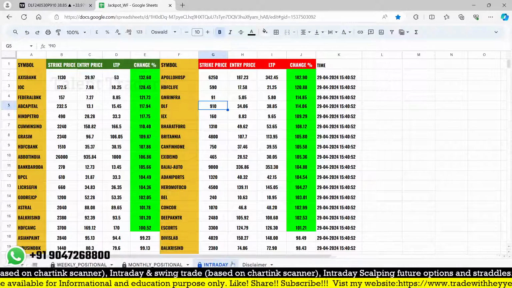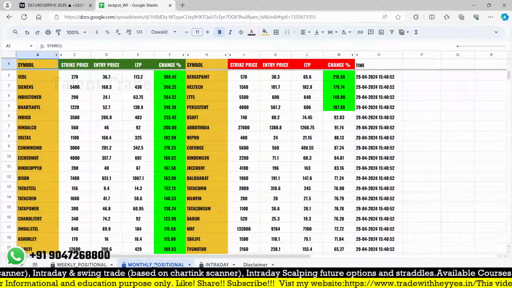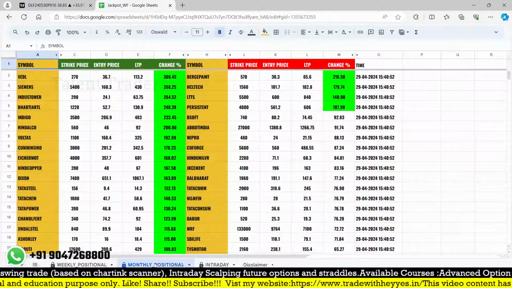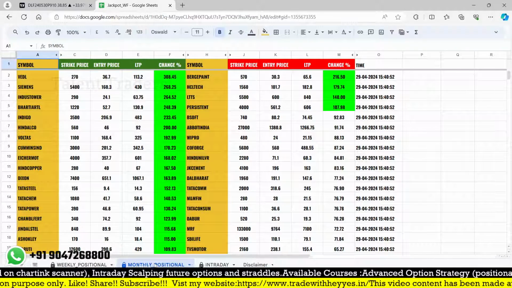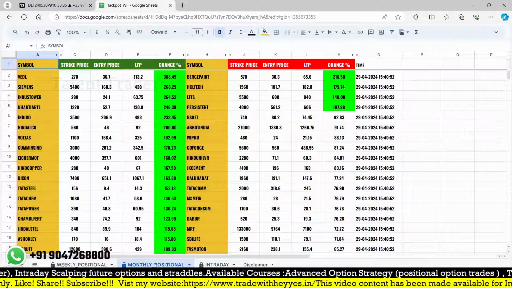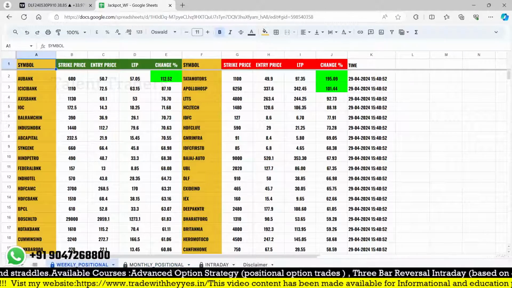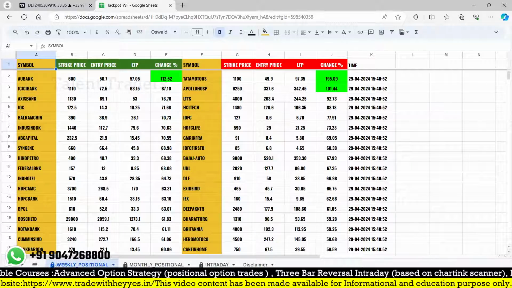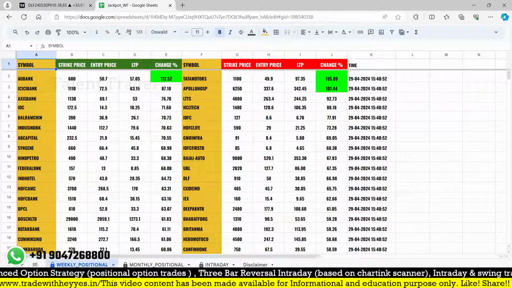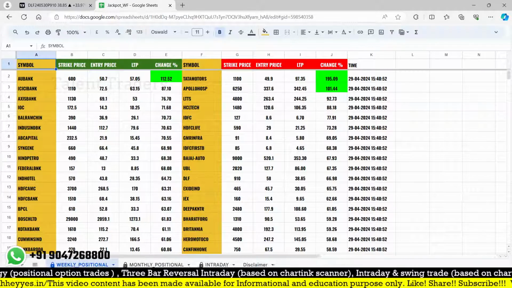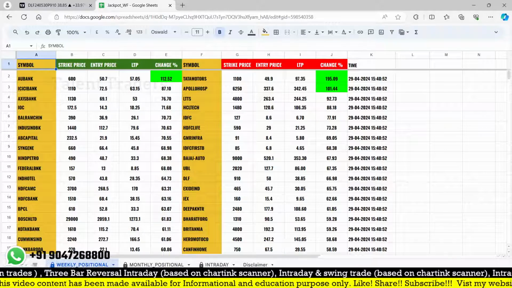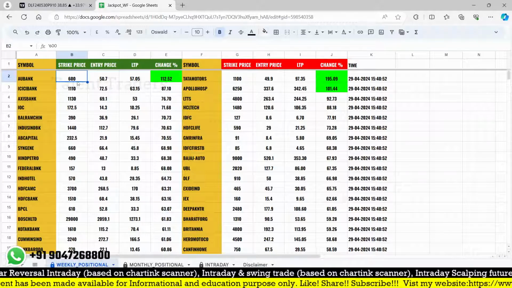In this case, this monthly sheet is currently not exactly showing the data because it is updated on the first of every month. Maybe tomorrow evening the sheet will be updated for the May month contract. And weekly positional has started updating as of now. So we have two stocks which triggered: AU Bank, and on the put side, Apollo Hospital. It is nearing our entry. So AU Bank 600 call option.